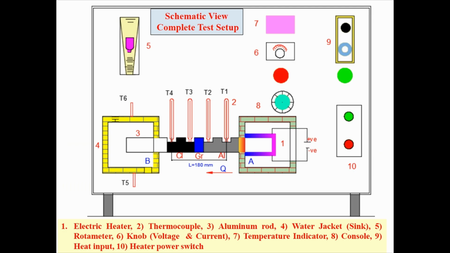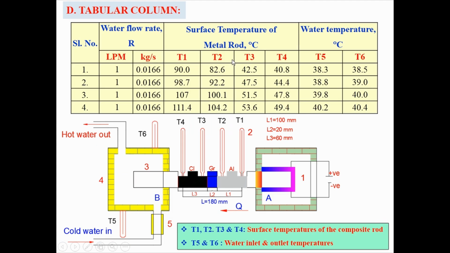I will explain. Okay, so now this is the schematic view of the complete test setup. Now what are the readings we have to take, and how to take the readings? You can see here. As I told you, 4 thermocouples are mounted on the surface of the test specimen. That test specimen is the composite rod here: aluminium, graphite and cast iron.